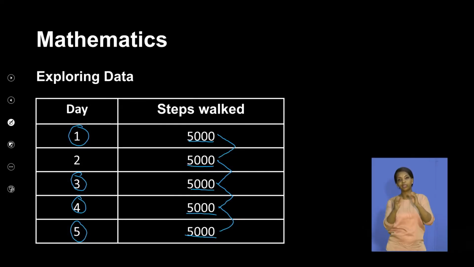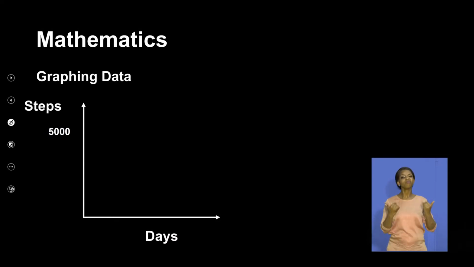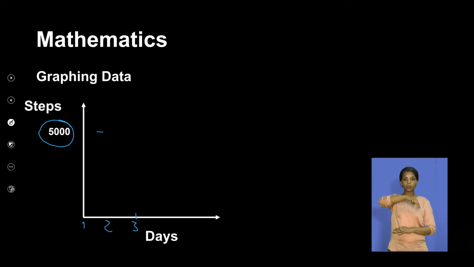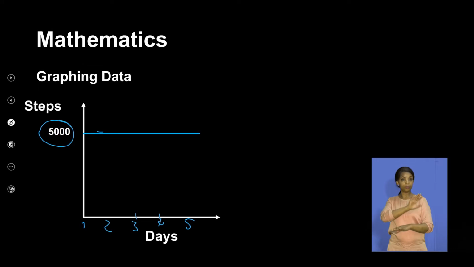And then gradually, I will start increasing maybe my number of steps per day or something like that. So if I put this on a graph, right? Initially, the person walked 5,000 steps, so this would be our day 1. And day 2, they also walked 5,000 steps. Day 3, they also walked 5,000 steps. Day 4, they also walked 5,000 steps. And then day 5, they also walked 5,000 steps. So this will look something like this, meaning they walked the same number of steps each day for 5 days.